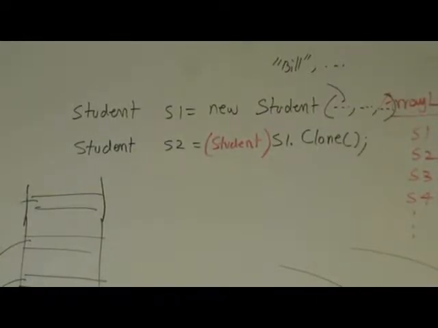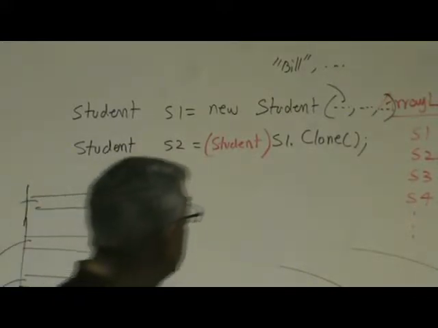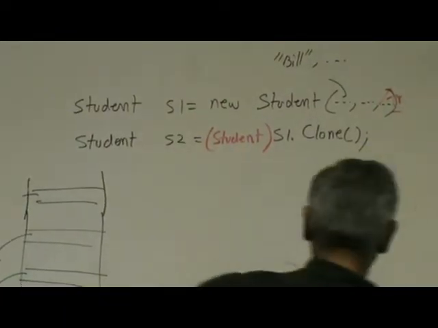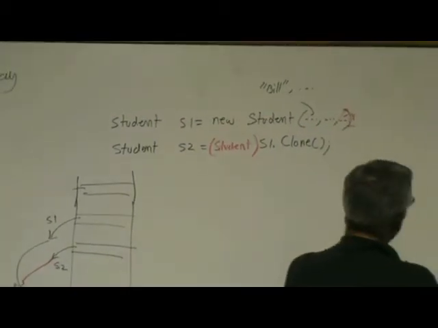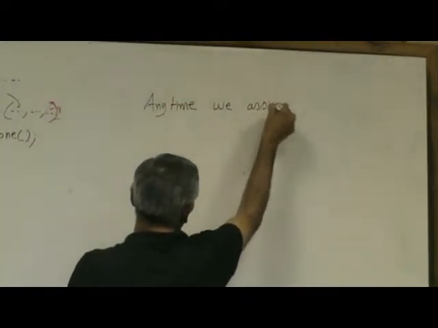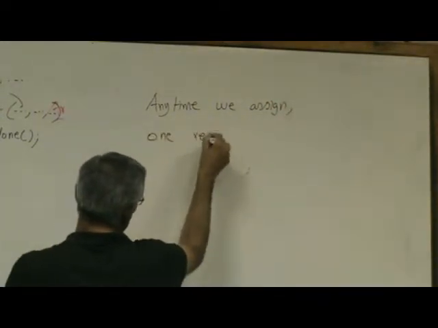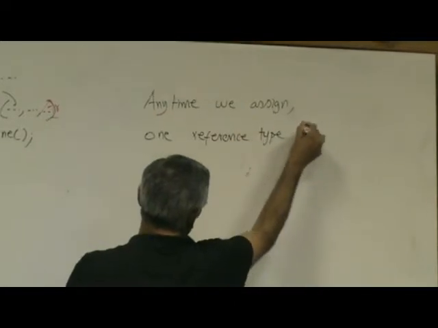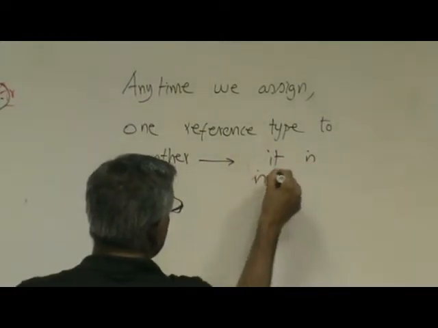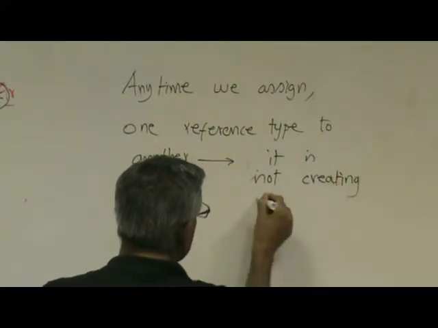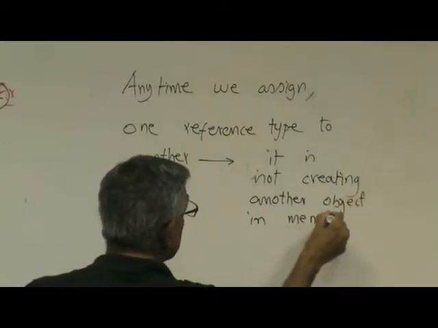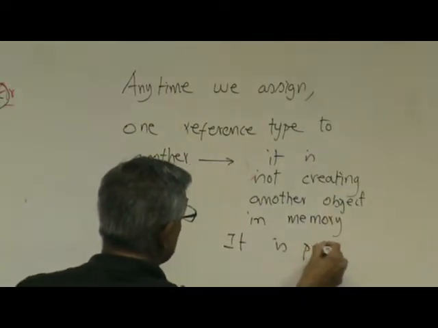Okay, now there are a few complications in implementing ICloneable. So let me talk about those complications. Okay, so first of all, keep in mind that anytime we assign one reference type to another, it is not creating another object in memory. As we discussed, it is pointing to the same memory, correct?